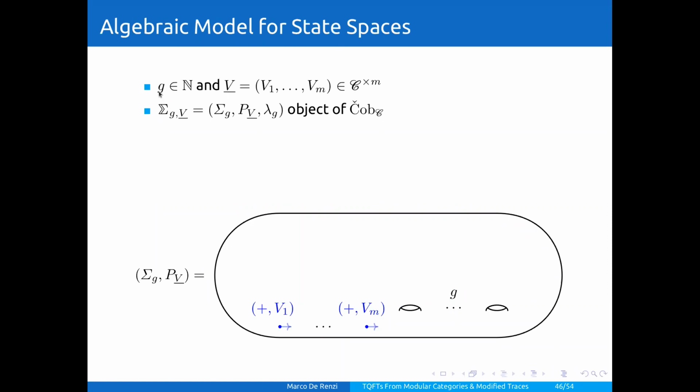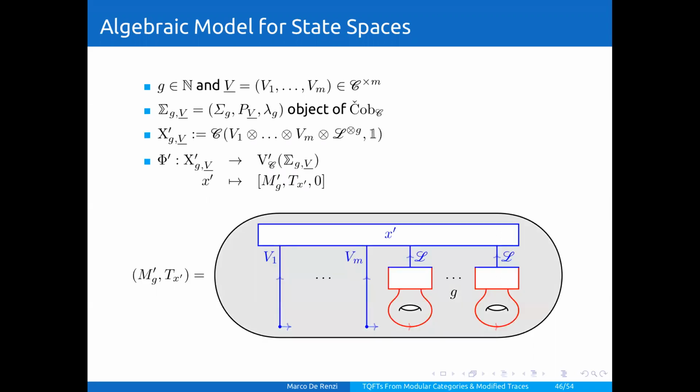To give you a model, we fix an integer g and a finite list of objects of the category C, v1 to vm. And we consider a standard connected object given by the triple sigma g, pv, lambda g. And sigma g, pv is represented in this picture. So it's a standard connected surface of genus g with m marked points. I give to all of them the positive orientation and to each of them a label vi in this list. And for the Lagrangian subspace, just choose your favorite one. We just need to fix a choice.